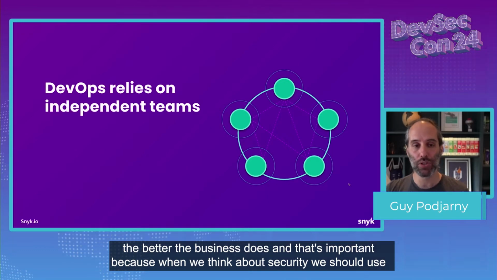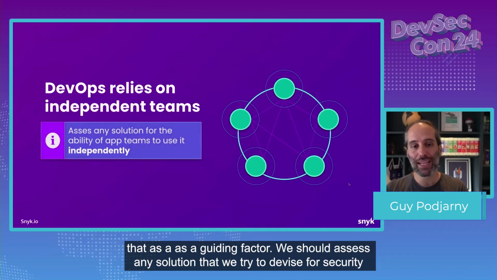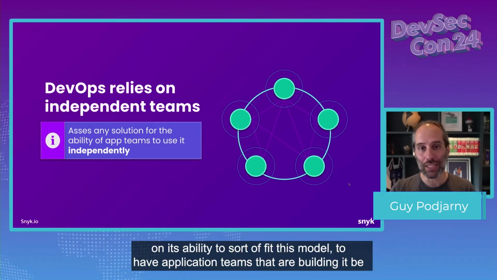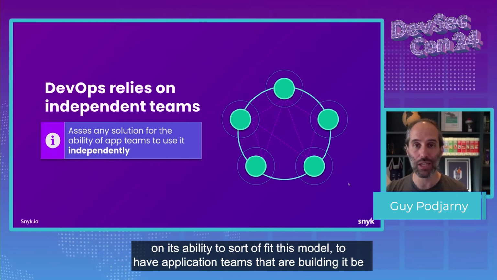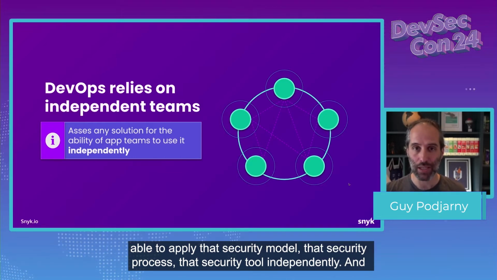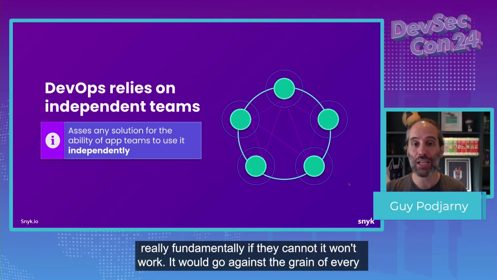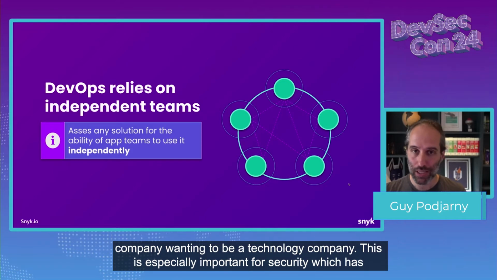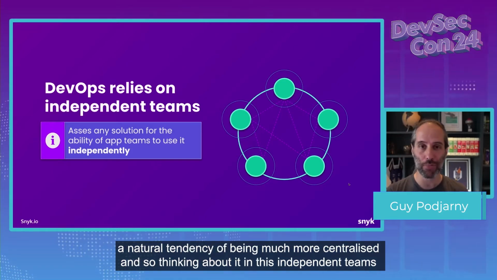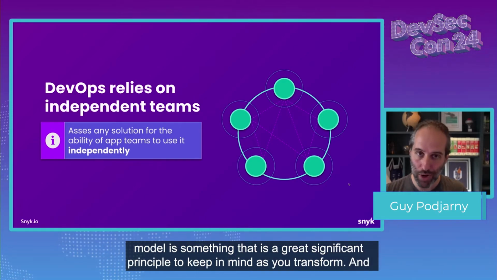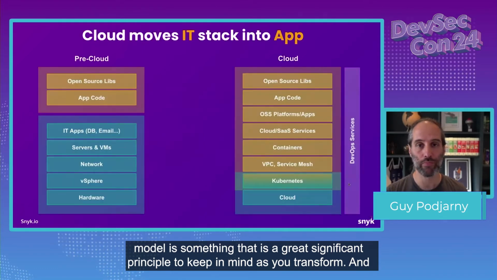And that's important because when we think about security, we should use that as a guiding factor. We should assess any solution that we try to devise for security on its ability to fit this model, to have application teams that are building it be able to apply that security model, that security process, that security tool independently. And really, fundamentally, if they cannot, it won't work. It would go against the grain of every company wanting to be a technology company. This is especially important for security, which has a natural tendency of being much more centralized. And so thinking about it in this independent teams model is a great, significant principle to keep in mind as you transform.